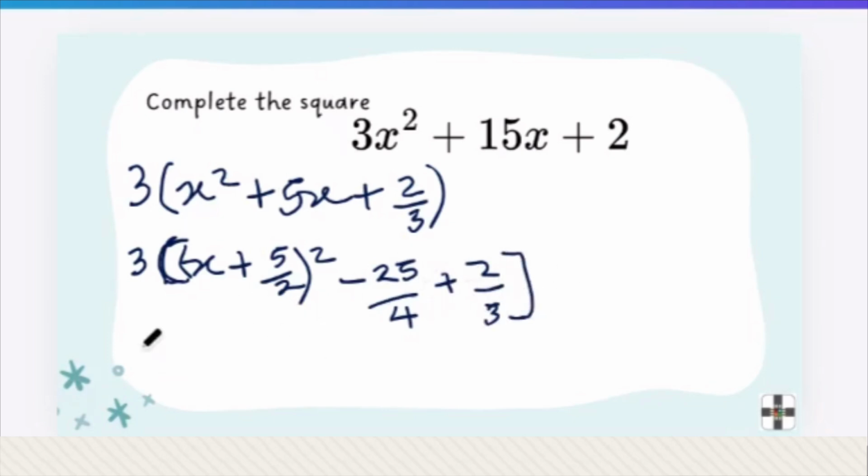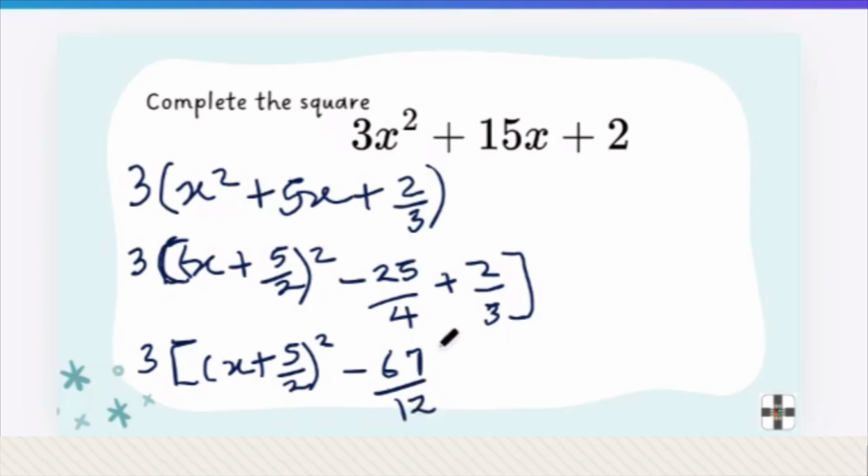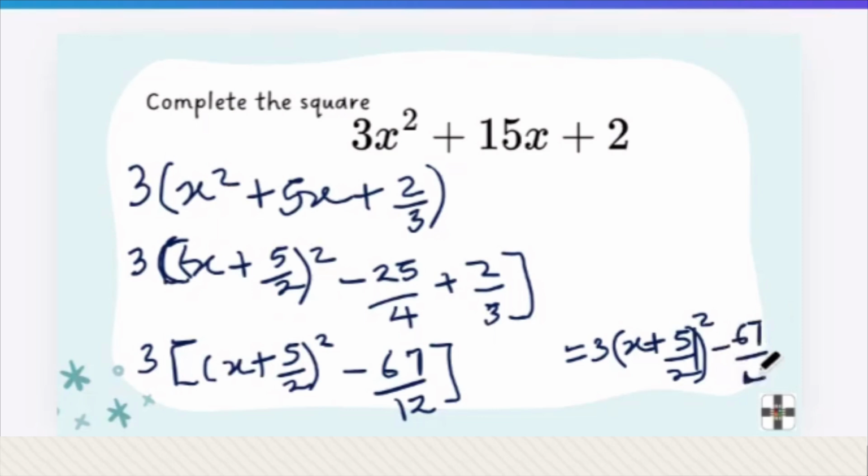And if we simplify this part, we would have 3 times x plus 5 over 2 squared minus 67 over 12. And now if we take care of the brackets, expand the brackets outside, the final answer would become 3 times x plus 5 over 2 squared minus 67 over 4. That's the final answer.